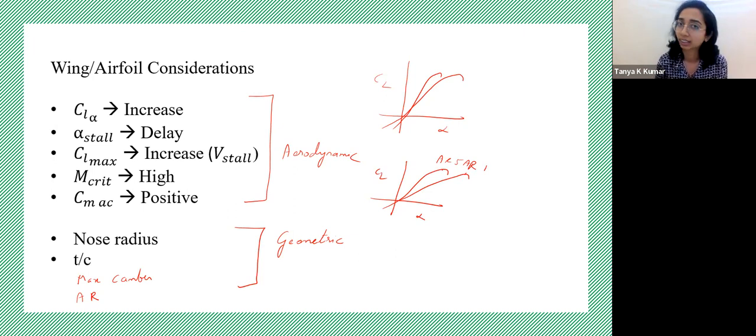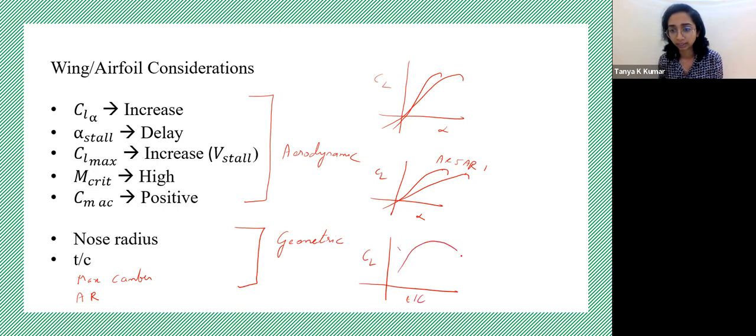One parameter that sir discussed in class was thickness to chord ratio, the graph of which, CL versus T by C, is like this. So about 14 to 15% is where you get maximum CL. So that is the thickness to chord ratio that we pick to assign to our airfoil.